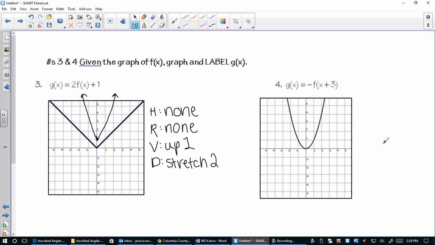So for number 4, I'm going to do the same thing. Before I graph it, I'm going to write HRVD off to the side. And remember, when you're doing HRVD, you need to make sure you are going in that order. Start with H, then R, then V, then D.